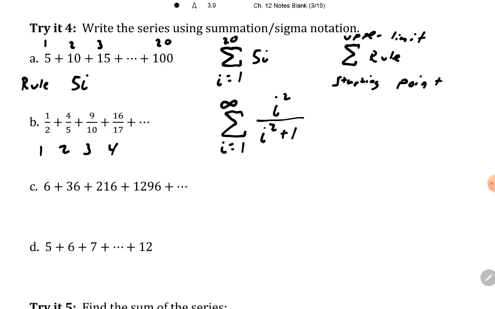So here, part C goes on forever and ever. So that means our upper limit's infinity. Start at 1. Now we just need to find our rule. If I plug in 1, I get 6. If I plug in 2, I get 36. So it looks like this is 6 to the 1, 6 squared, 6 cubed. So this is just 6 to the i.